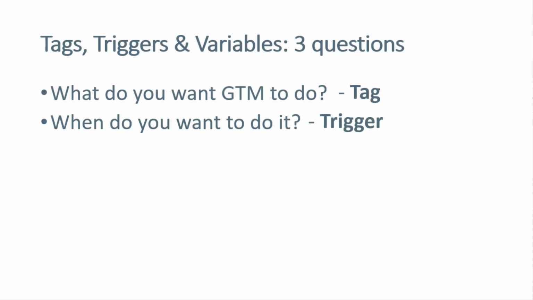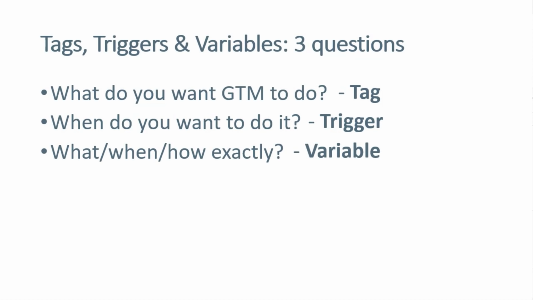And then the last question is what, when, or how exactly. So if you want to be more specific, that's where variables come in. For example, if you want to fire your tag on a page view, the question is, do you want to fire on all page views, or do you want to fire on a specific page view?